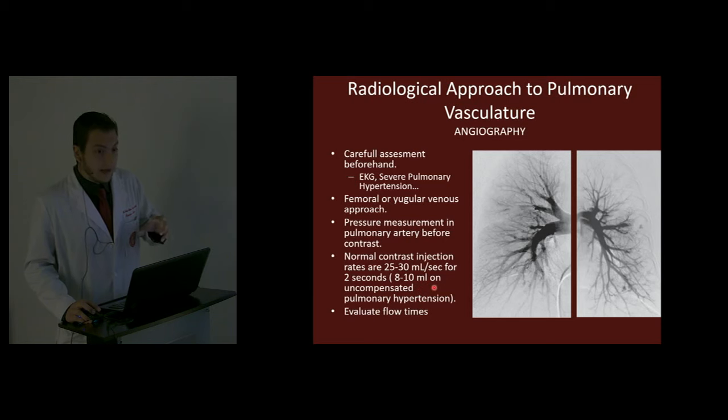There's a trick when you do the angiography: you have to evaluate the flow times. If you have a brisk flow, even in the setting of extremely elevated pressures, it indicates a right ventricular function that is adequate. But if you see a slow flow in a patient that doesn't have tachycardia, it indicates there's a right ventricular insufficiency, and therefore you've got to diminish the amount of contrast you're going to use in the pulmonary angiography.